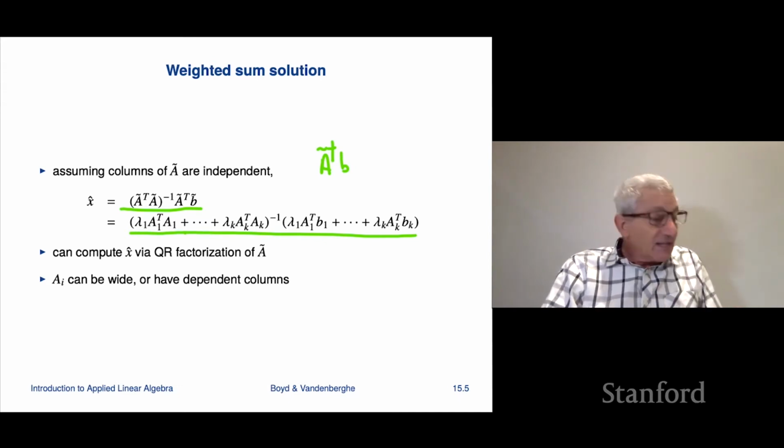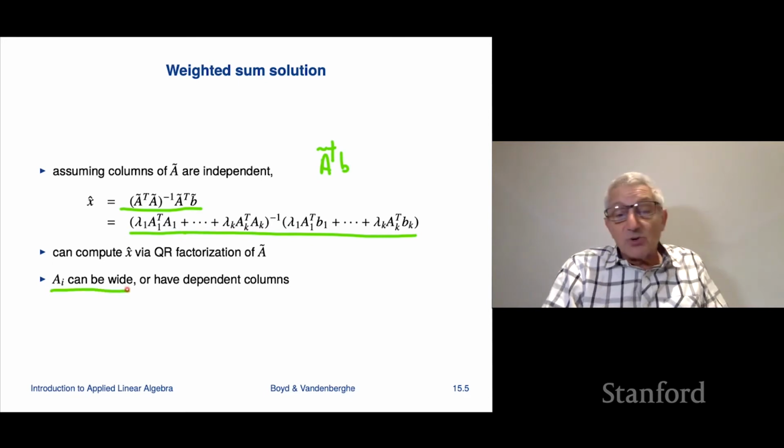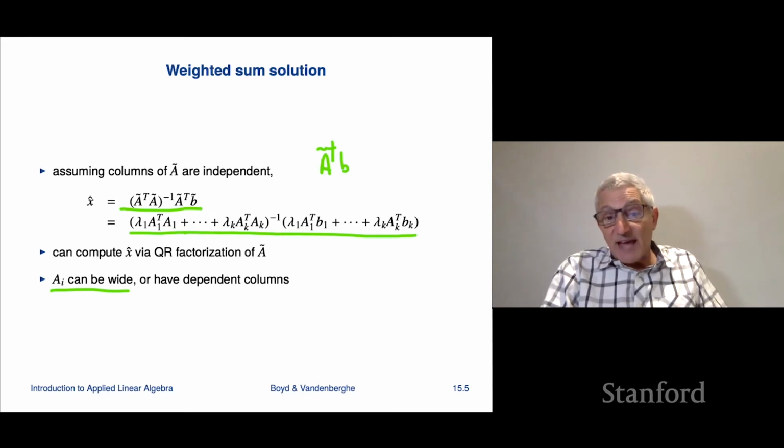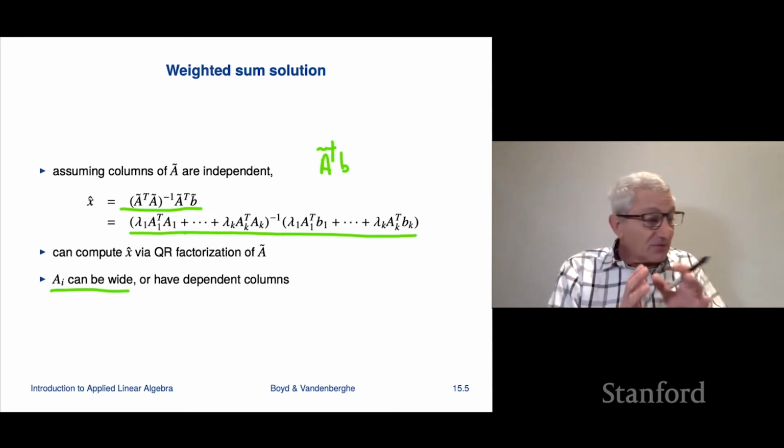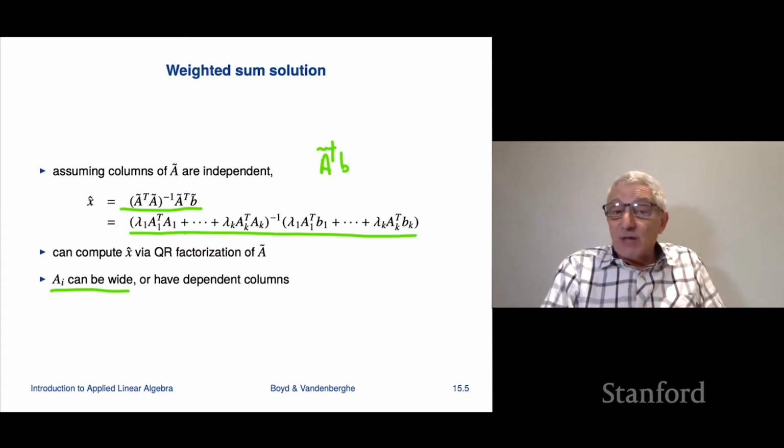Now, an interesting thing is that each of the objectives alone could be wide or have dependent columns. We'll see examples of that. Of course, when you stack them to form A tilde, that has to have linearly independent columns. But the individual A_i do not have to.